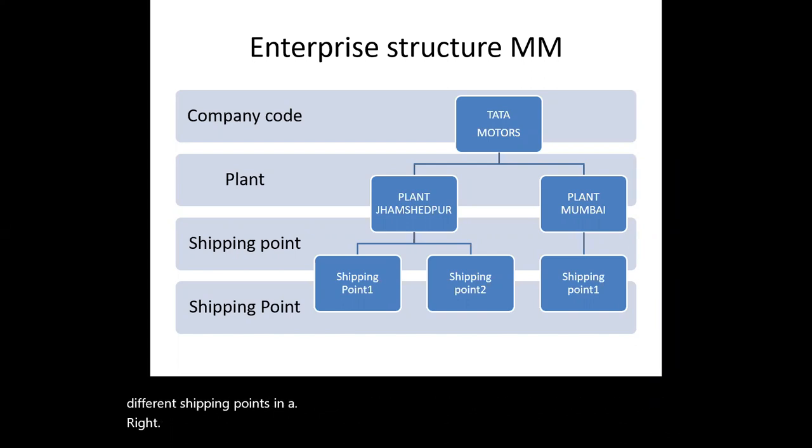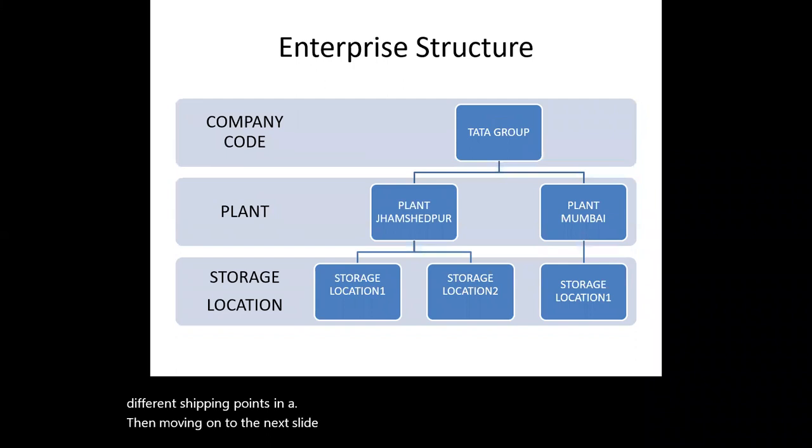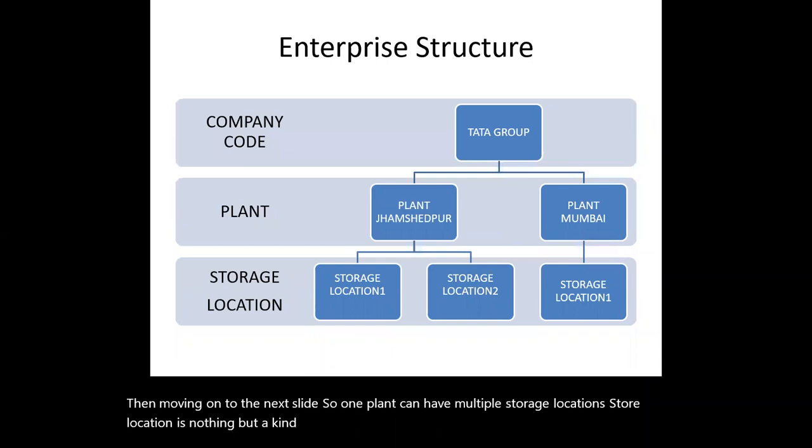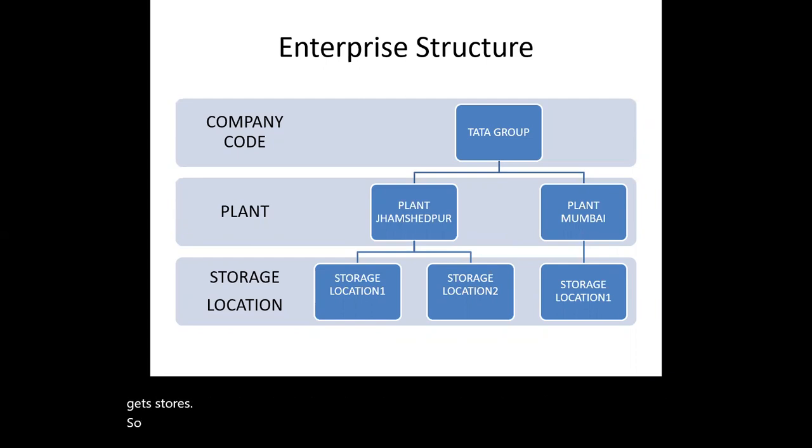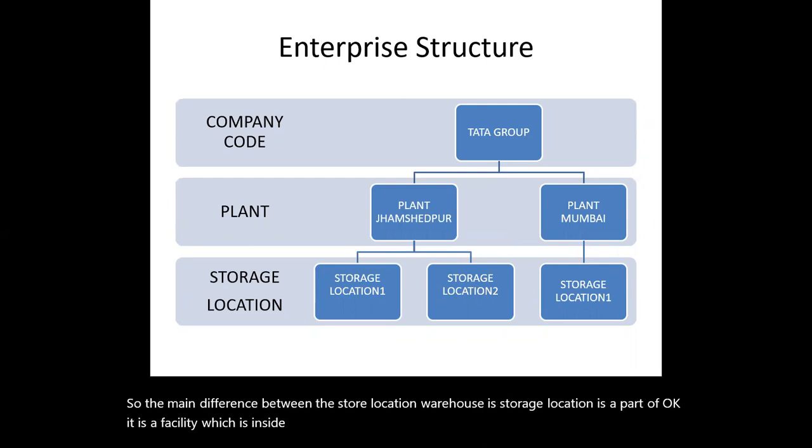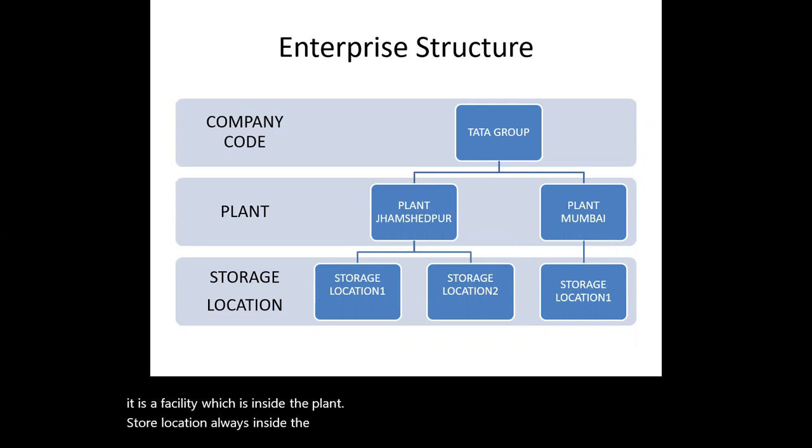Then moving on to the next slide. One plant can have multiple storage locations. A storage location is a kind of warehouse, but not exactly a warehouse, where the material gets stored. The main difference between the storage location and warehouse is that a storage location is a facility inside the plant. A storage location is always inside the plant. It cannot be outside the plant.